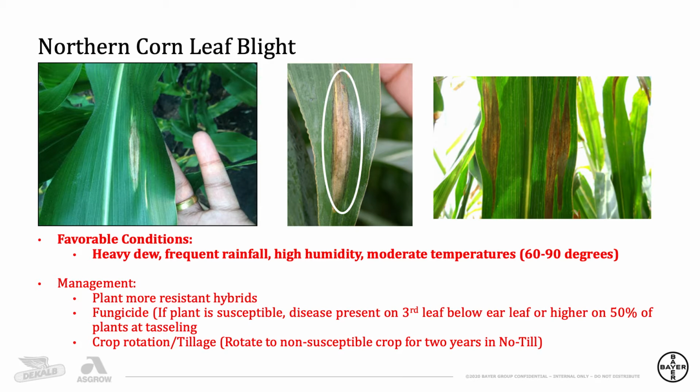Some management options for this disease would include planting more resistant hybrids, using a fungicide only if the plant is susceptible, the disease is present on the third leaf below our ear leaf or higher on 50% of plants at tasseling, and using crop rotation or tillage. In a no-till situation, you'll want to make sure you rotate to a non-susceptible crop for at least 2 years.